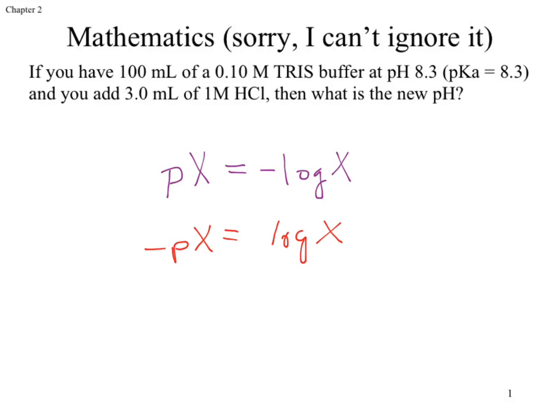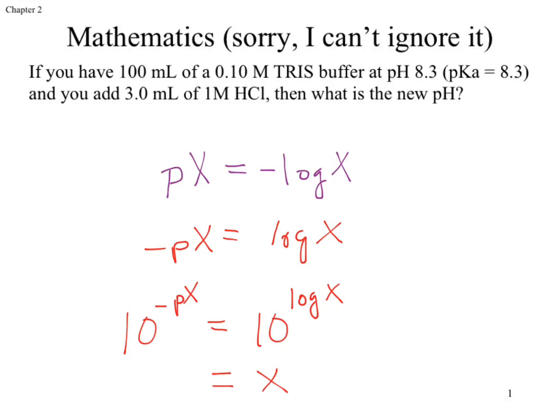Okay? I need to get rid of the log. How do we get rid of the log? You need the anti-log. Okay? We can't just divide both sides by log. It doesn't work like that. The anti-log is the power of 10. So 10 to the negative pX will equal 10 to the log of x. 10 to the log of x equals x.